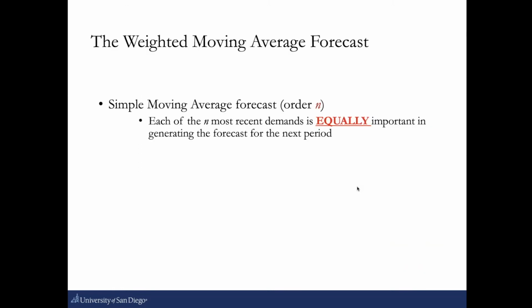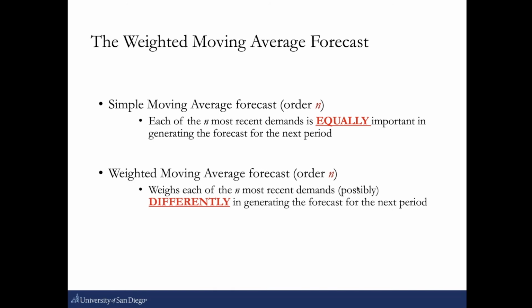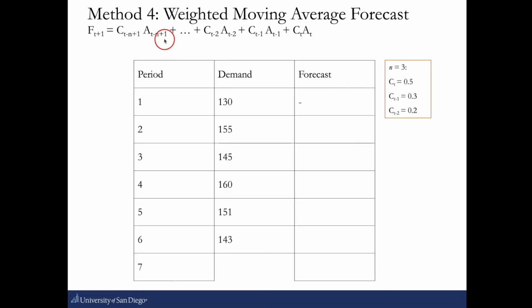Alright, so this is a summary of the moving average forecast. Each of the n most recent demands is equally important, but as I argue that data points may have different importance depending on how long ago it occurred, so I may want to weigh them differently. So to do that, I introduced to you the fourth method, and this is the weighted moving average forecast. So here, this method weighs each of the n most recent demands differently in generating the forecast for the next period.